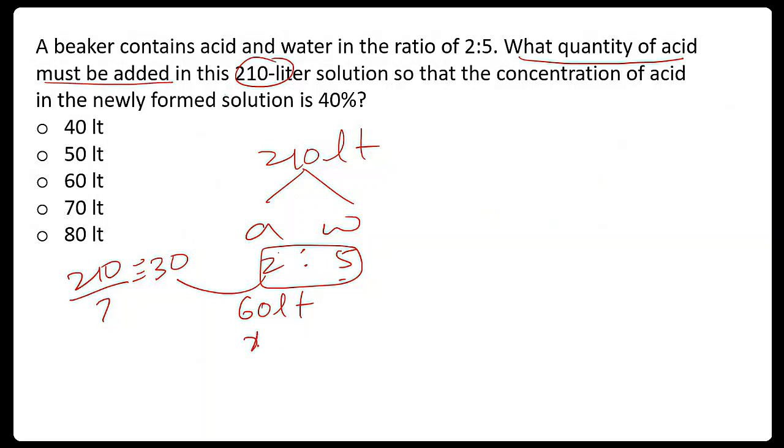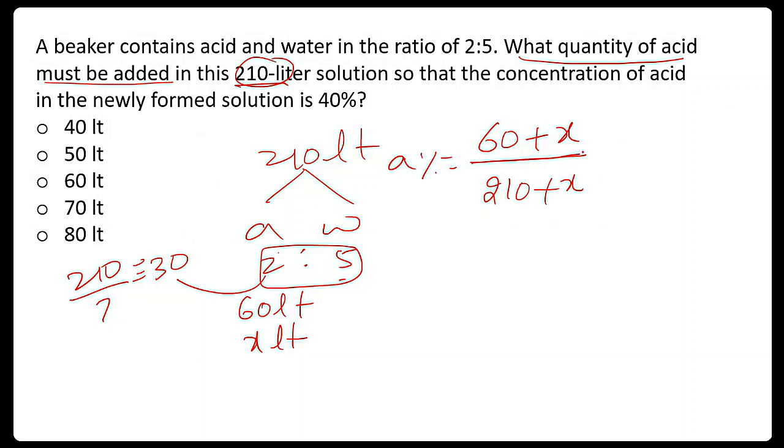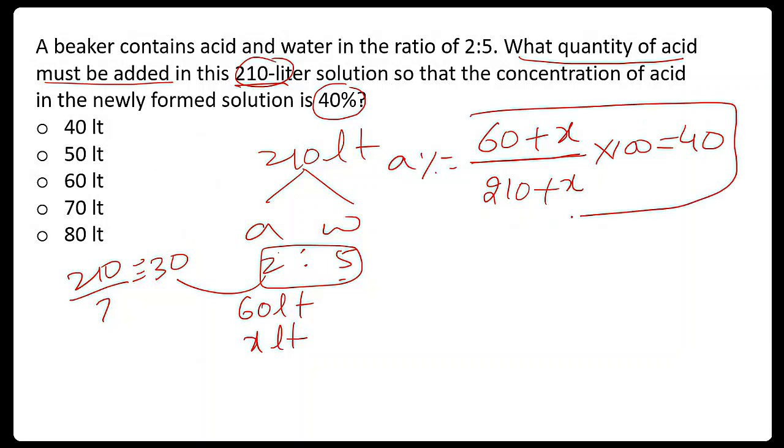Now you are asked to find what quantity of acid must be added. So I'm assuming that we are adding X liters of acid. Already 60 liters is there. We are adding X liters, so acid becomes 60 plus X. Since we are adding this extra acid to the solution, the total solution also becomes 210 plus X. Now, how do we find acid percentage? Acid percentage is acid by total into 100, which is 40. We are asked to make it 40, so I'm equating this to 40. On simplifying this equation, whatever X value you get is the answer.